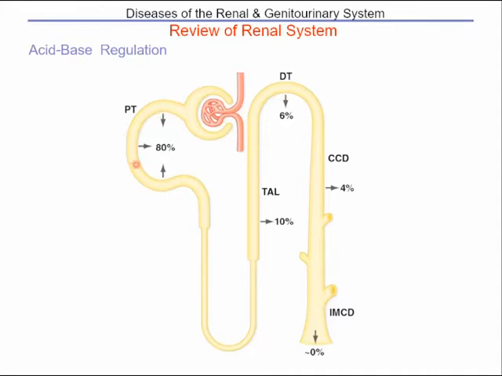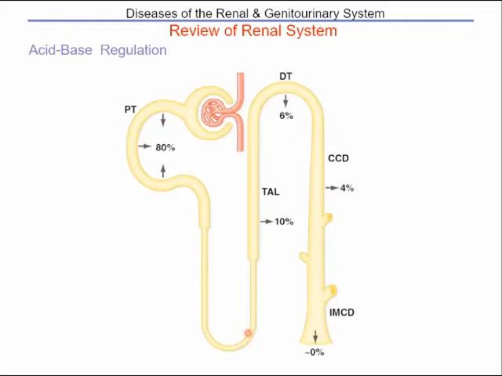The contribution of each segment of the nephron to the process of reabsorption is shown here in this figure. So about 80% of your filtered plasma bicarbonate is reabsorbed in the proximal tubule, about 6% in the distal tubule, about 10% in the thin ascending limb of the loop of Henle, and about 4% in the cortical collecting ducts. So more or less all of the bicarbonate that is filtered in the glomerulus is reabsorbed along the length of your tubules.